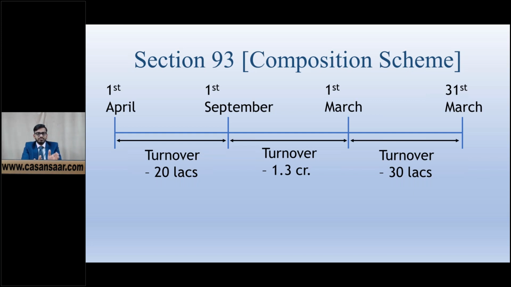So for that, I will include the 20 lakhs and I will also include the 1.3 CR. Totaling them both, on 1st March 1.5 CR turnover is reached. So from 1st March, I have to opt out of the composition scheme. But they have also clarified that tax is payable only on 1.3 CR.